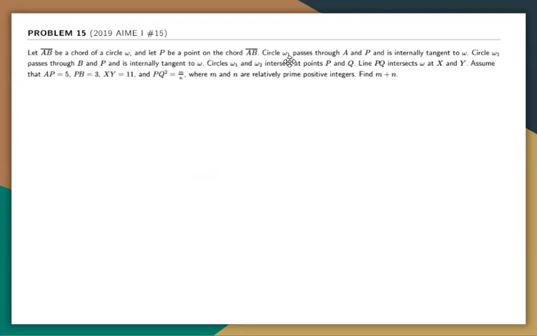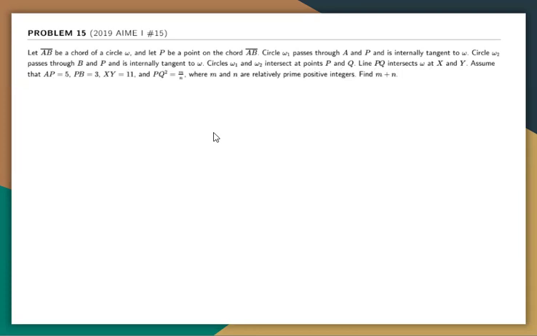Omega 1, or W1, whatever you name it, passes through A and P and is internally tangent to the original circle. Another circle, omega 2, passes through B and P and is internally tangent to the first circle. Those two circles intersect at P and Q. Line PQ intersects the first circle at X and Y. Assume that AP is 5, PB is 3, and XY is 11.